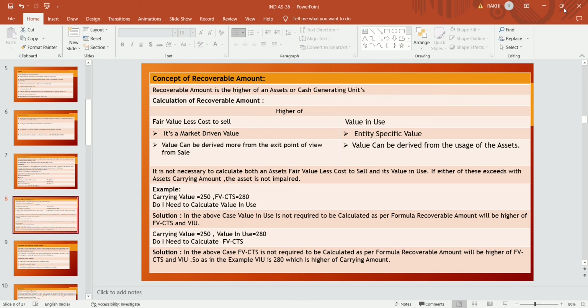In the above case, value in use is not required to be calculated as per the formula.